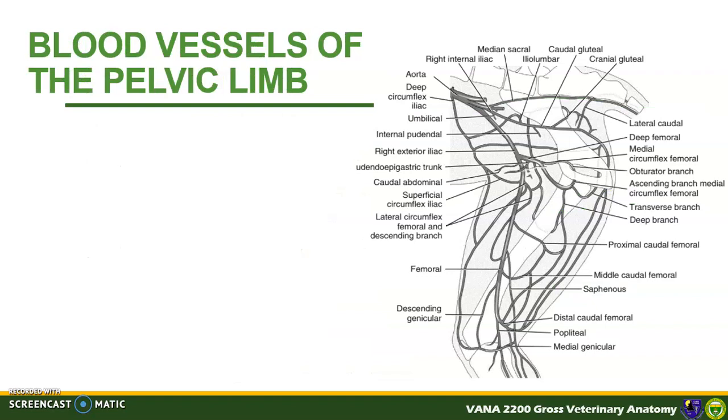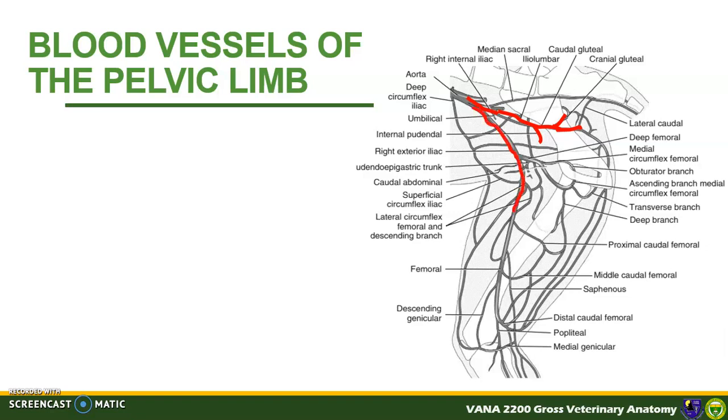The arterial system of the pelvic limb is derived from some branches of the internal iliac artery and mostly from the external iliac arteries. The internal iliac artery terminates into the caudal gluteal and internal pudendal arteries. The caudal gluteal artery leaves the pelvic cavity to supply the gluteal and the proximal part of the caudal thigh or the hamstring muscles. The cranial gluteal artery arises from the caudal gluteal artery to supply the middle gluteal muscle.